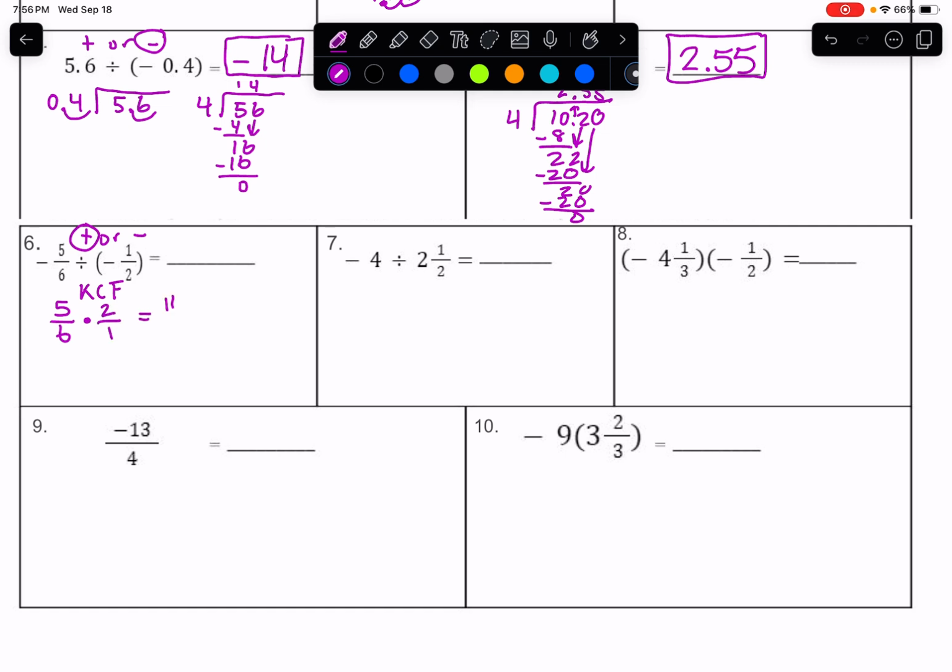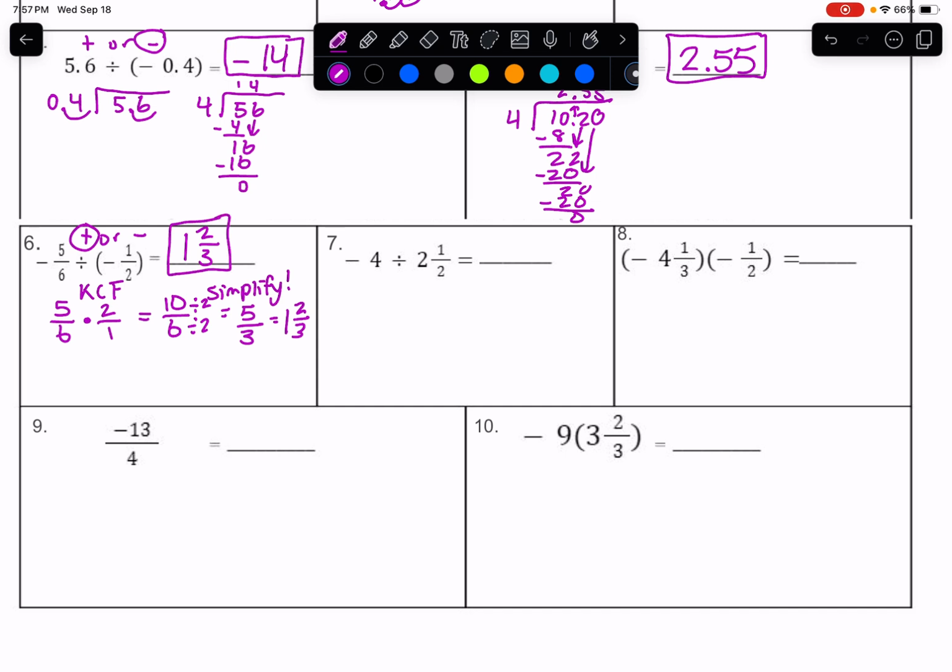Can you try number 7? All right, with number 7, you should have converted 2 1/2 into an improper fraction first. So this really is negative 4 divided by 5 halves. Okay, and I can read negative 4 as negative 4 over 1. That's the definition of a whole number. It's written as a fraction over 1.